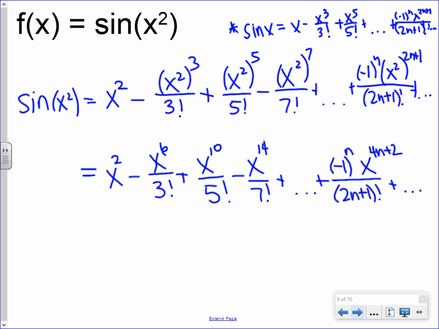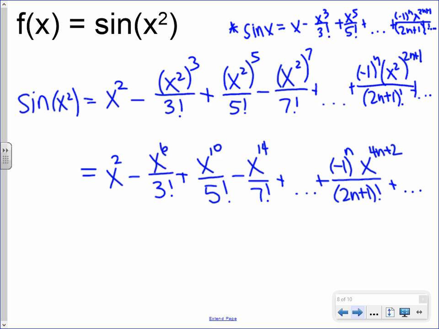It also makes it nice because you don't have to think about what is this pattern, x squared, then x to the 6th, so 2, 6, 10, 14. What is that sequence? You don't have to worry about that. We can just use exponential rules to come up with that 4n plus 2.